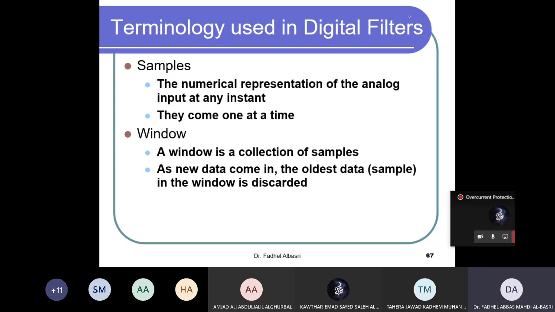So in filters, what are they? We have analog filters and digital filters. Analog filters can be active or passive. I can use an RC as a low pass filter. This is an analog filter, right? A low pass filter, RC.